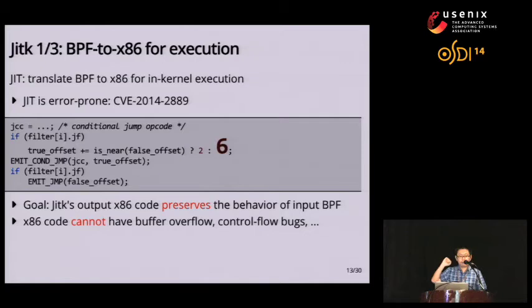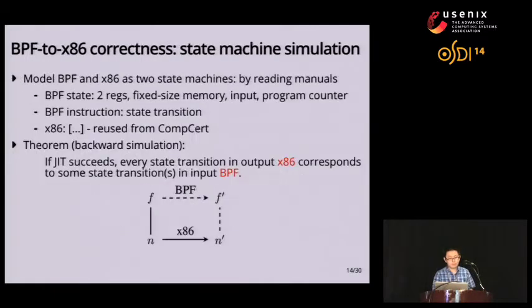The goal here is to say the x86 code output by Jitk preserves the behavior of the input BPF. The implication is if we can achieve that goal, then the output x86 cannot have a large class of bugs. It cannot have buffer overflows, cannot have control flow bugs, because those bugs do not exist in BPF. So how do we do it?